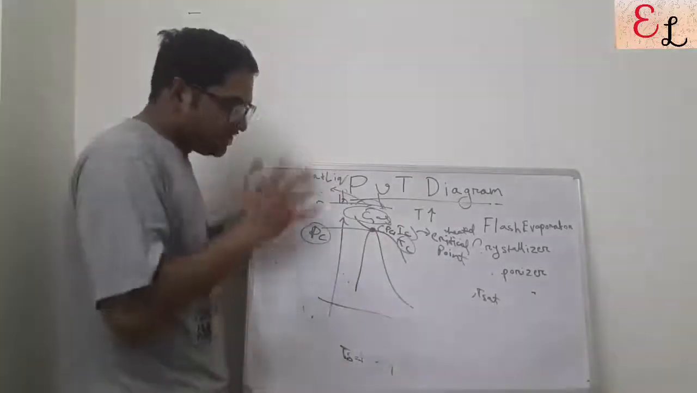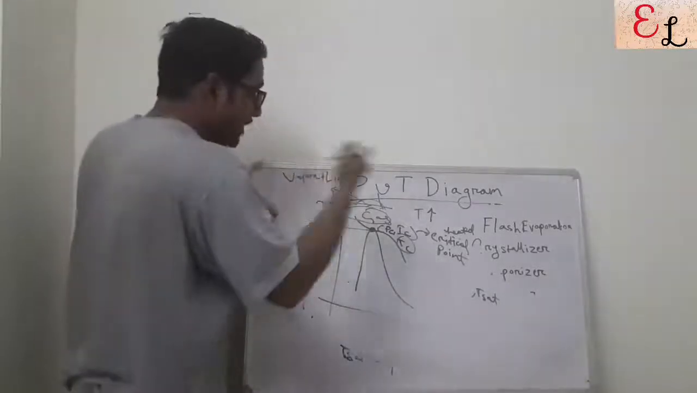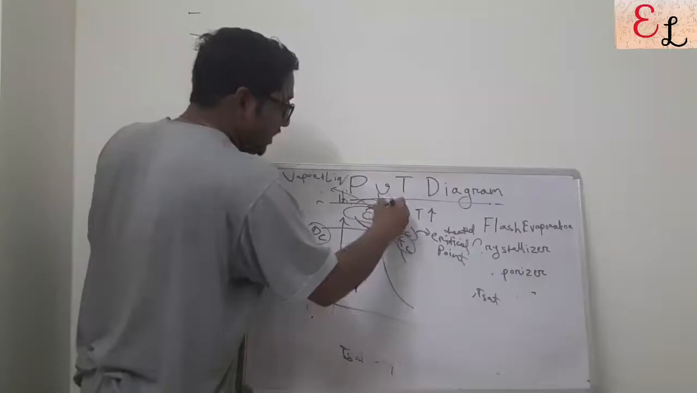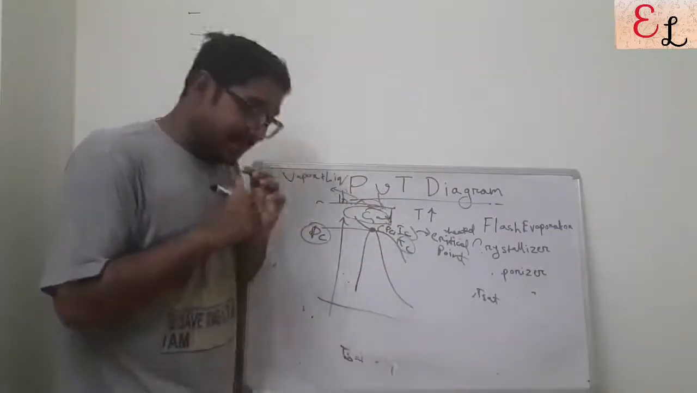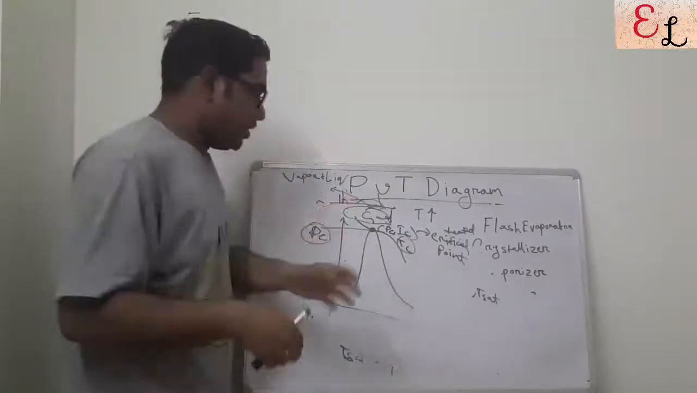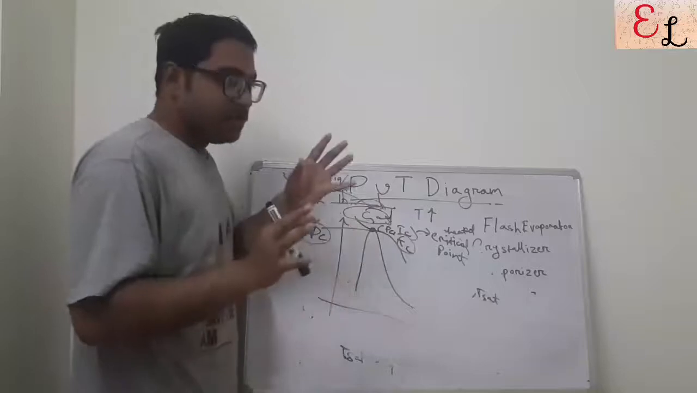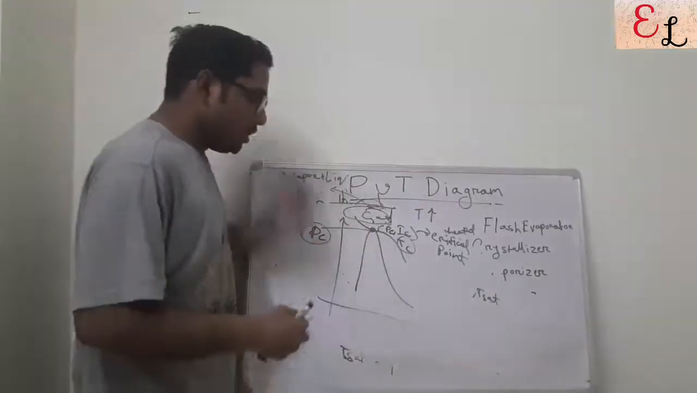This is the definition of critical point. Beyond critical pressure and critical temperature, if you try to decrease or increase the pressure, or decrease or increase the temperature, the gas will remain as gas. It is not vapor, it will not transform back into liquid. But here, if you change the pressure and temperature, as we have already seen, the liquid to vapor transformation does occur.